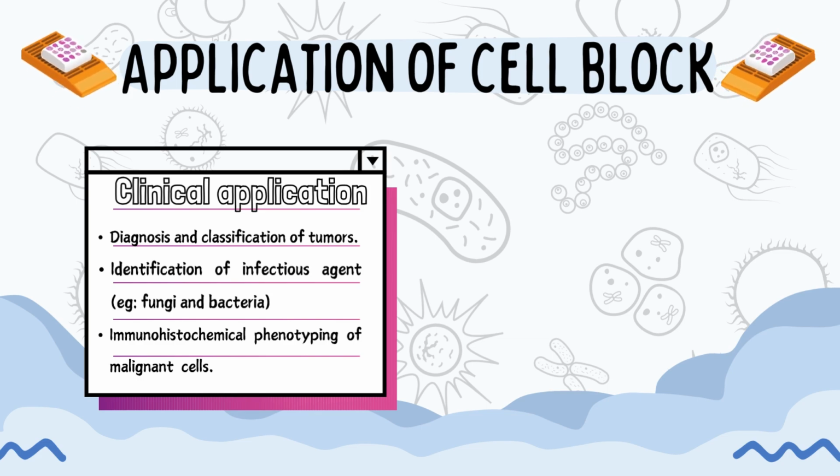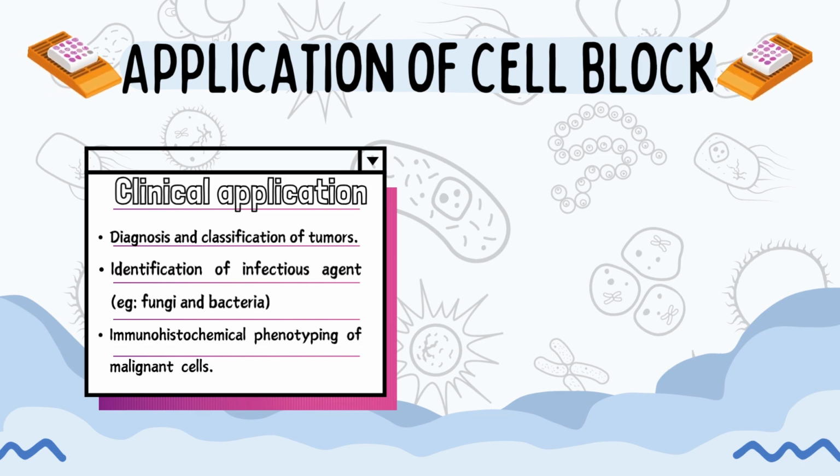Third, immunohistochemical phenotyping is another significant application of cell block cytology. By using a variety of antibody stains, immunohistochemistry helps identify cell types and tumor markers. This technique is particularly valuable for diagnosing cancers such as melanoma, carcinoma, and sarcoma.